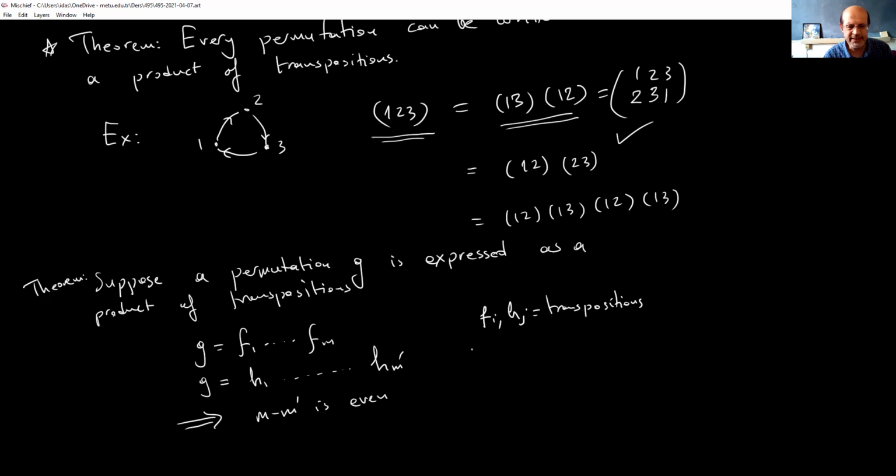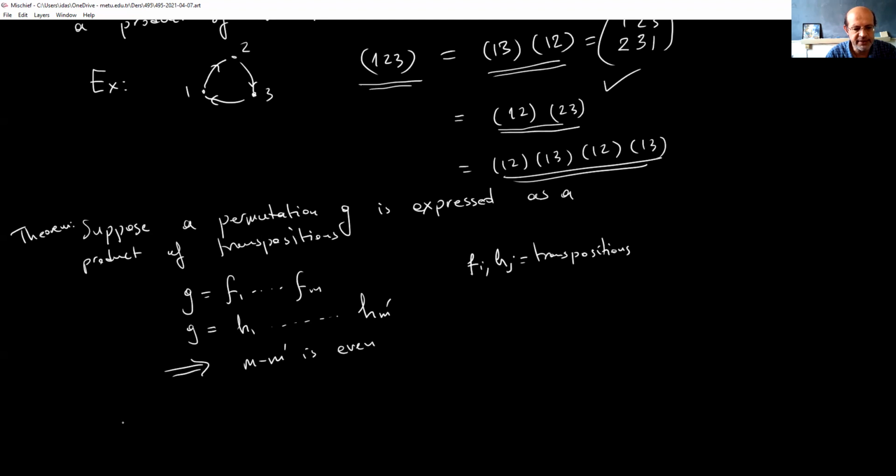I don't know if this is the correct way of saying this. Well, that's the correct way of saying this. What I would like to say is that basically if m is odd, then m prime is odd. And similarly, if m is even, then m prime is necessarily even. So here too, we can express this as a product of 2 transpositions or 4 transpositions. The difference between them is always an even number.